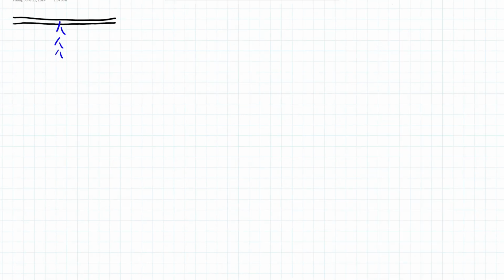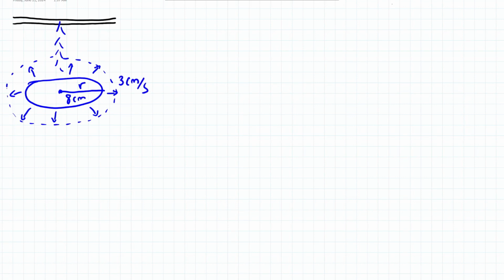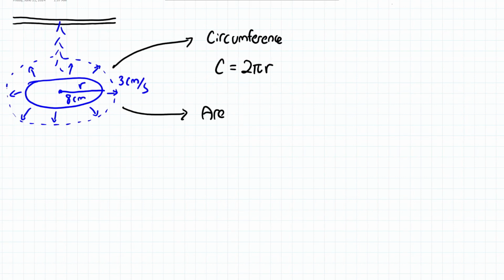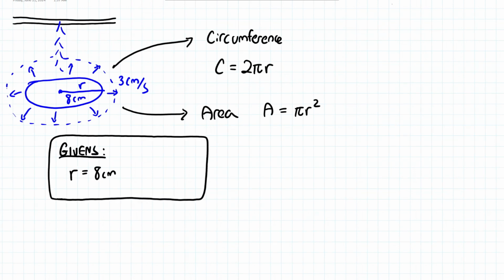Before we jump into the problem, we need to understand it, so we draw a picture of the circle and we write our formulas for circumference and area. With this understood, we can list out the given values from the problem and figure out what we need to do with them. In this case, we need to find out the rate of change of area over time.